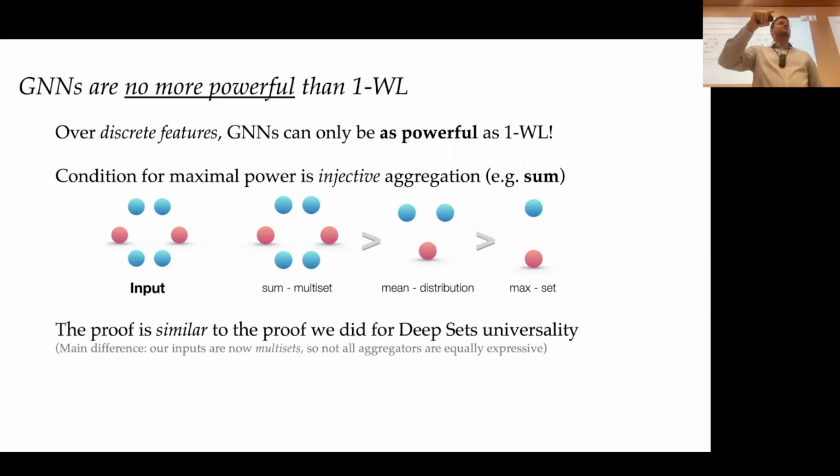The fact that you're storing representations in nodes. The K Weisfeiler test will store representations in pairs or triplets or something like that. We'll get to that as well in a few steps.